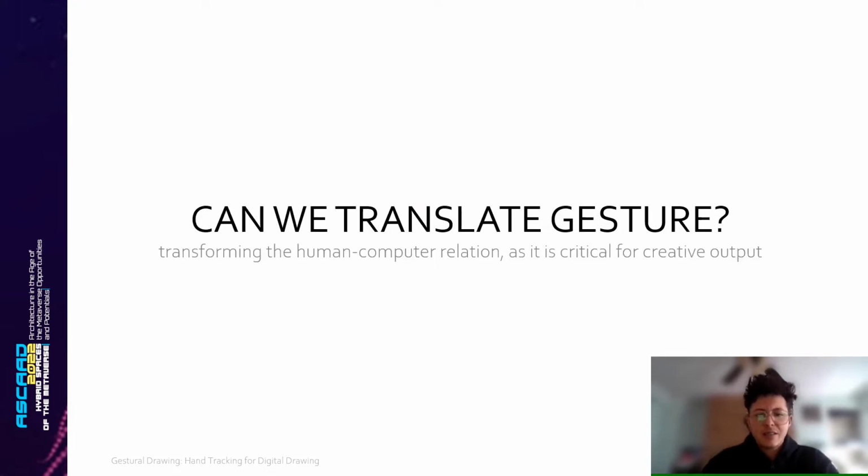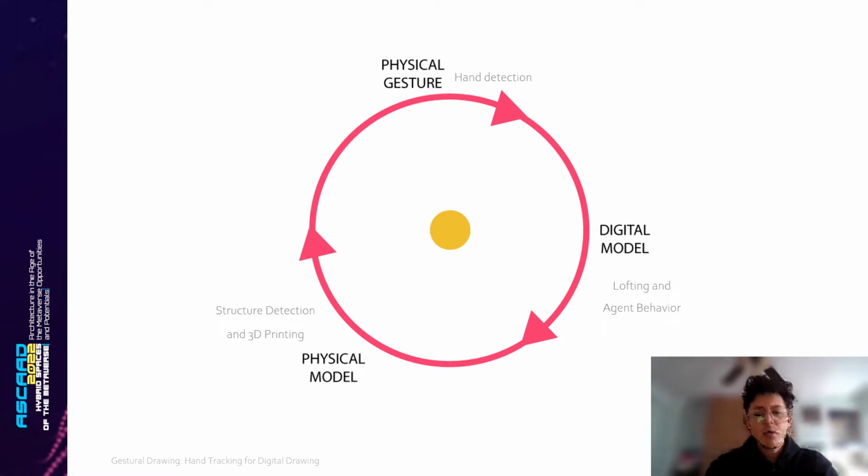So this project asks, can we translate gesture into the digital space, thus transforming the human-computer relationship, as we consider it to be critical for creative output? What we propose is a feedback loop that goes from physical gesture to digital model and then back to physical through 3D printing. This provides the user with an opportunity to have a physical interaction with the gestural model and tweak accordingly. The proposal is one that incorporates bodies as gesture makers, as well as bodies as tactile feedback generators.